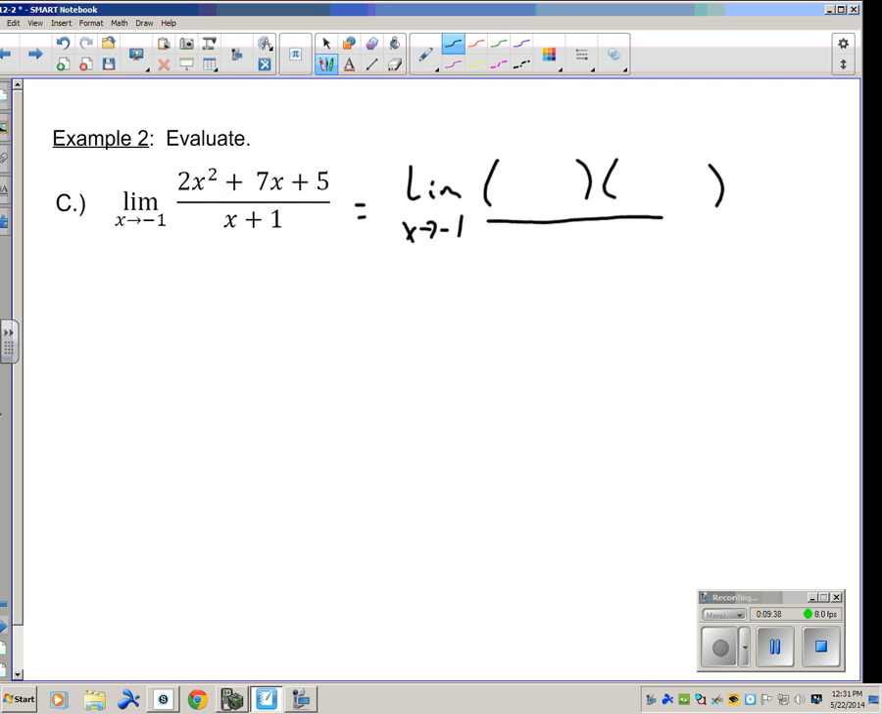Up to you how you want to do this. I like to use guess and check. What times what gives me 2x squared? That'd be 2x times x. What times what gives me 5? It'd be 5 and 1, and I've got to be careful where I put them. I'm not sure if they go here or here.